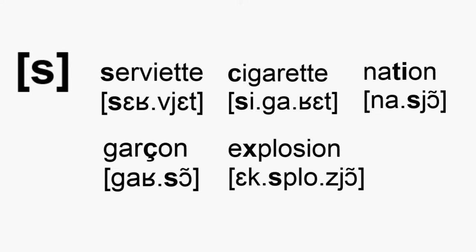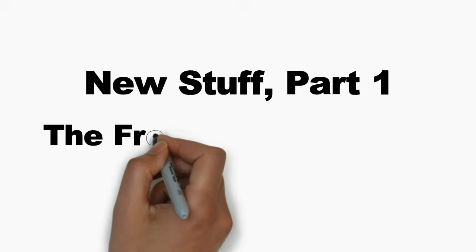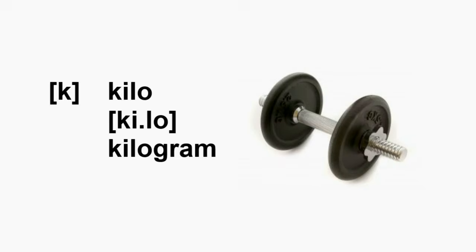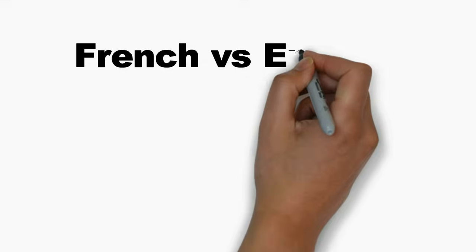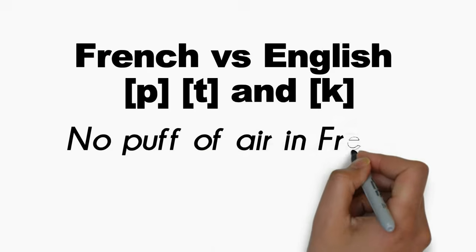So, moving on, let's learn some slightly newer stuff. Here are 3 IPA letters that you almost know. They look like P, T, and K, and they almost sound like them too. We have P as in pomme, T as in toboggan, K as in kilo. The only difference between French P's, T's, and K's and English P's, T's, and K's is that the French ones don't use a big puff of air.